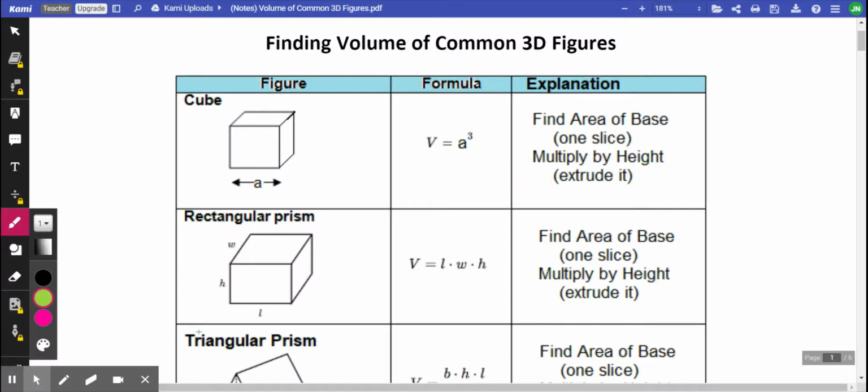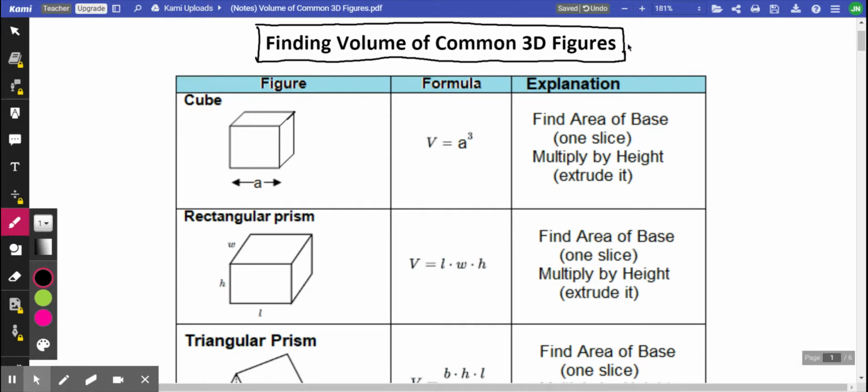Hey everyone, in this lesson we're going to be discussing how to find the volume of common three-dimensional figures. So I'm going to be going through the basic three-dimensional figures and I'm going to give you guys the formulas of how to find the volume and a really brief explanation about where those formulas come from. So let's start with the first one.